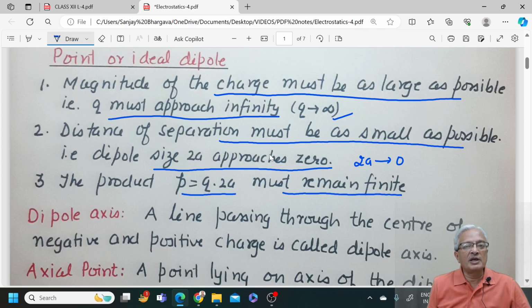What does this tell me? It tells me that the charge q can never become infinite. Similarly, the distance 2a can never become equal to 0.